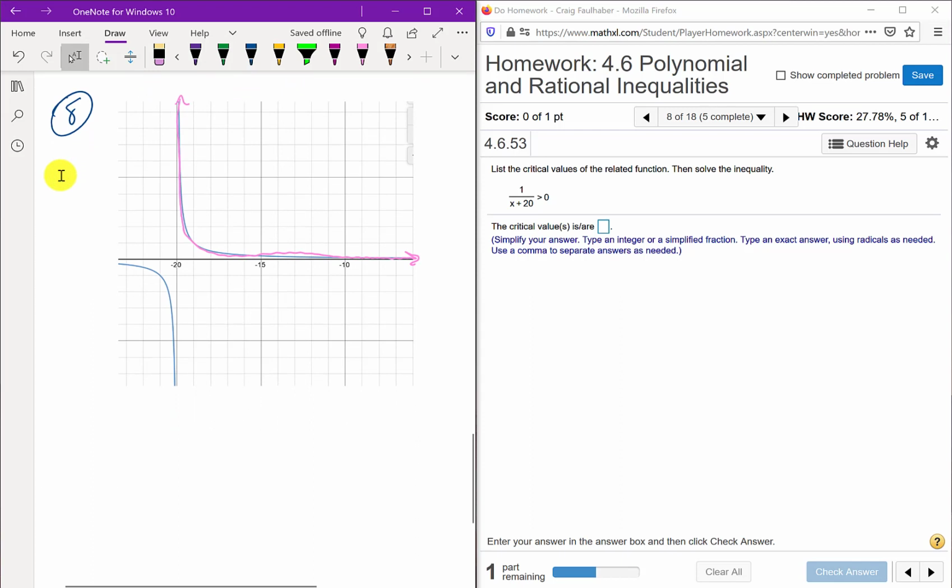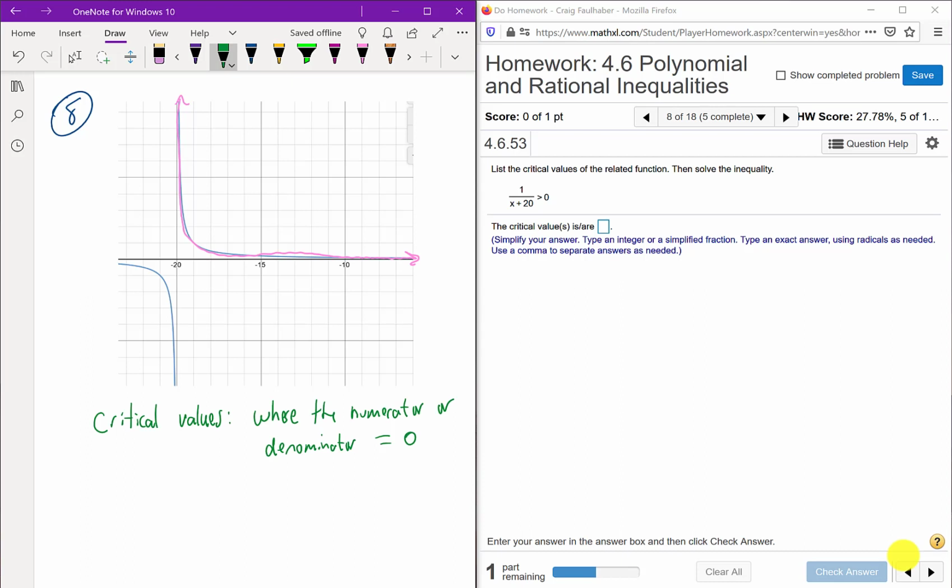Now, to actually answer the question in my math lab, they're first going to ask us for the critical values of this function. To put it in as simple terms as I possibly can, if you want to find the critical values of a rational function, you can find those by finding all of the values where the numerator equals 0 and combining those with where the denominator equals 0. So if our function is 1 over x plus 20, where is the numerator equal to 0? Well, the numerator is 1 and that never equals 0. The next question is, where is the denominator equal to 0? The denominator equals 0 at x equals negative 20. So that is the only critical value in this particular problem.